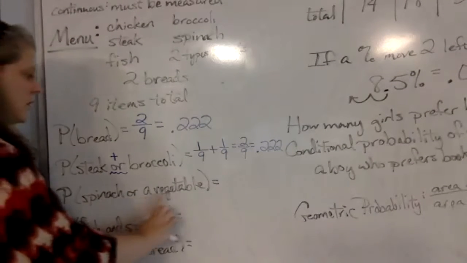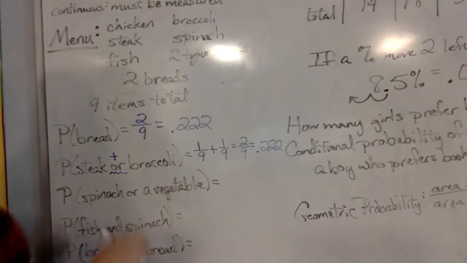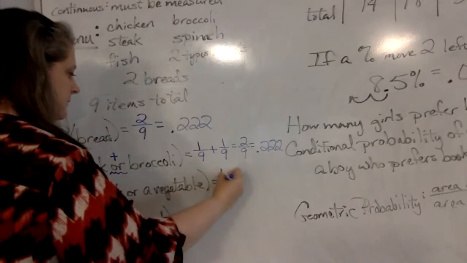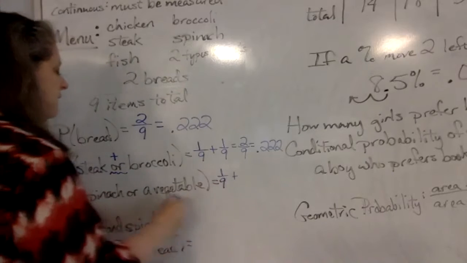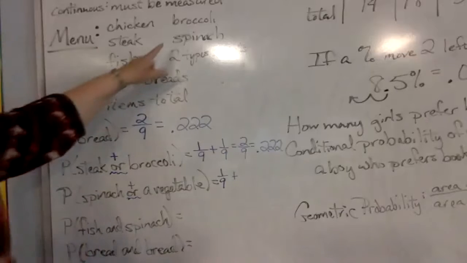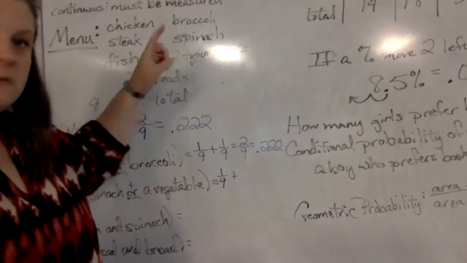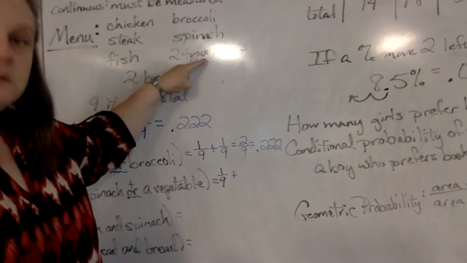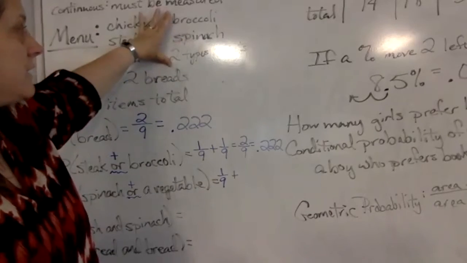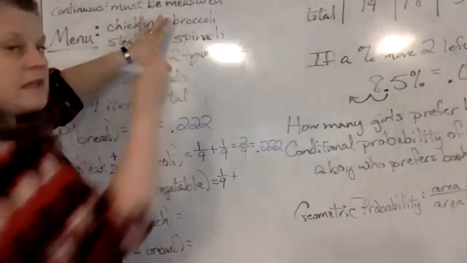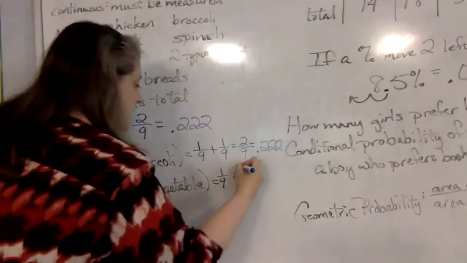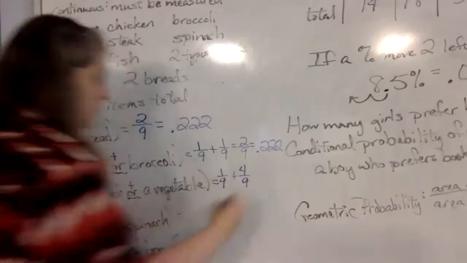So on this one, probability of spinach or a vegetable. Okay, spinach, you have 1 chance out of 9. How many vegetables are there? Is spinach a vegetable? Yes. Are carrots vegetables? Yes. Is broccoli a vegetable? Yes. So these are all vegetables. So there's 1, 2, because I have 2 types of carrots. 1, 2, 3, 4 vegetable choices. So there's 4 vegetable choices.